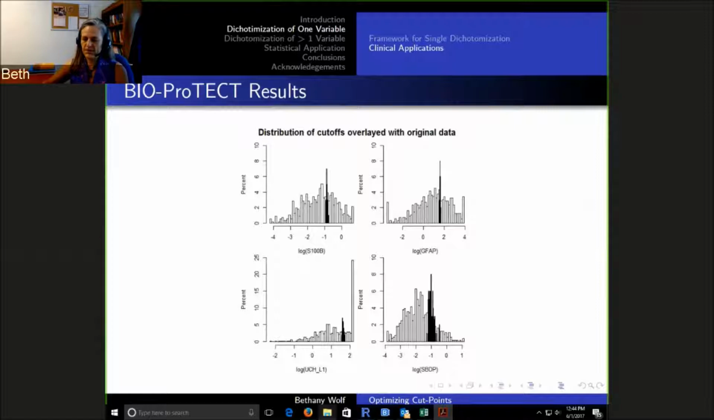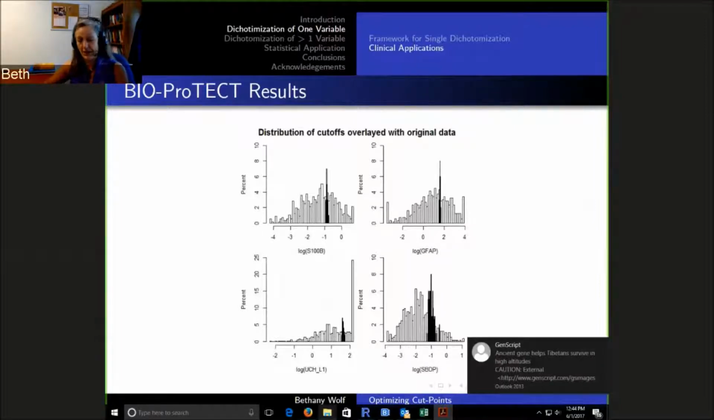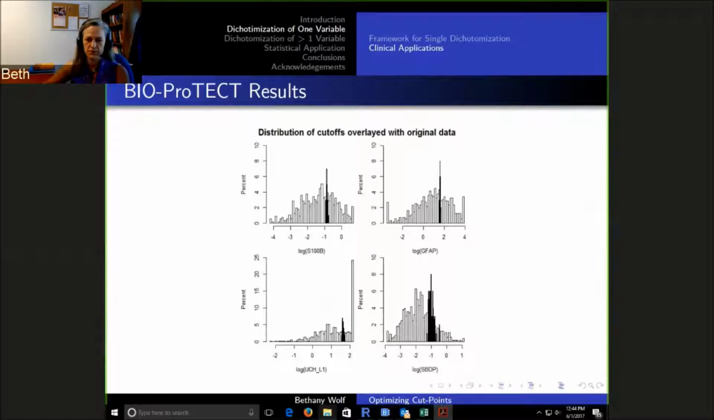So despite my arguing with the clinicians against choosing a cut point, these data would suggest that perhaps one actually might exist and might be useful for at least 3 of the 4 markers.